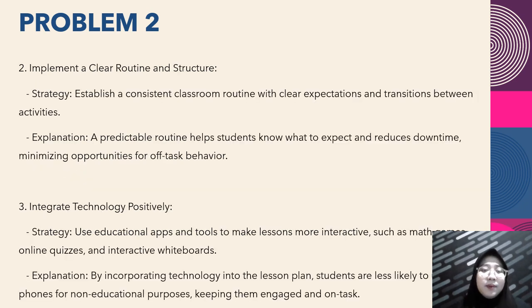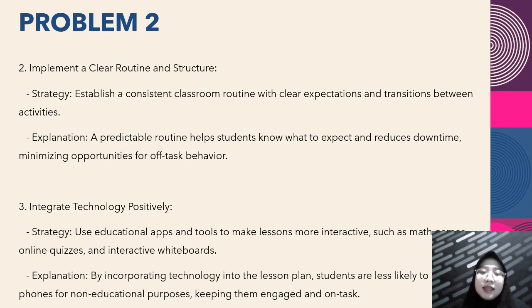Number two is implement a clear routine and structure. The strategy is to establish a consistent classroom routine with clear expectations and transitions between activities. The explanation is a predictable routine helps students know what to expect and reduces downtime, minimizing opportunities for off-task behavior.